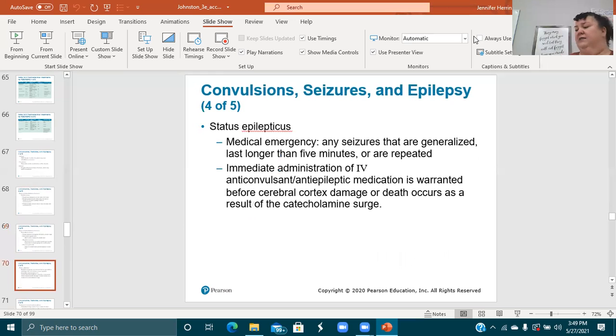And status epilepticus. This is a medical emergency. Any seizures that are generalized, last longer than 5 minutes, or are repeated. So immediate administration of IV anticonvulsant, anti-epileptic medication is warranted before cerebral cortex damage or death occurs as a result of the catecholamine surge.